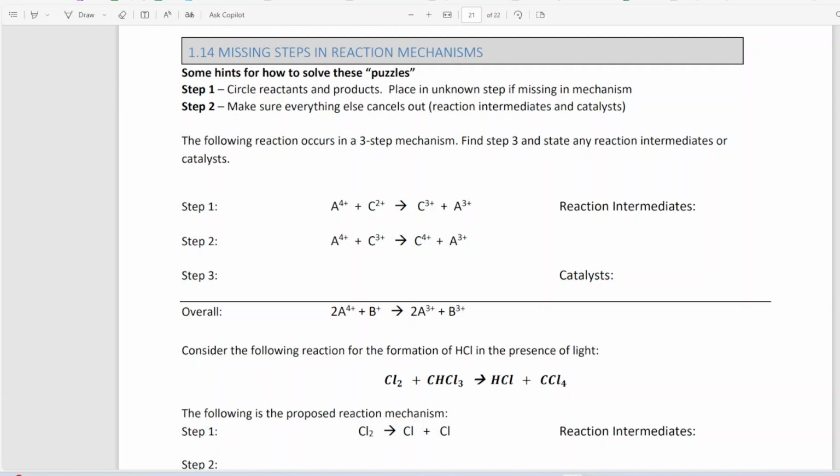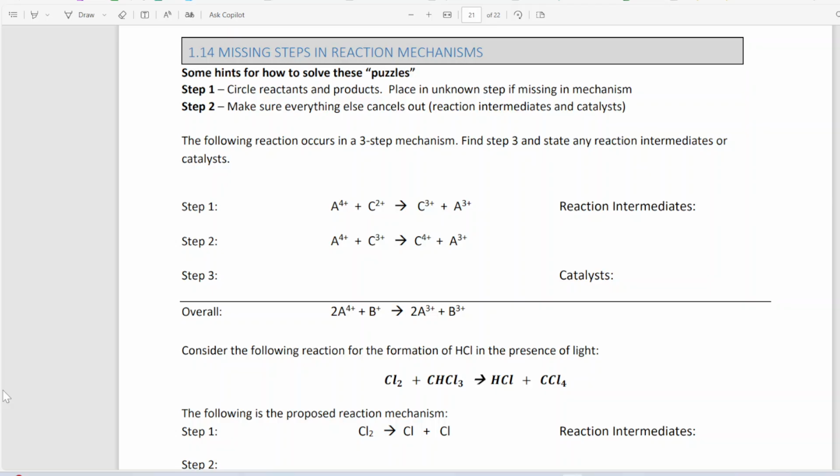Right, second last video of Unit 1. So now what we're going to do is look at reaction mechanisms that are missing steps. They will give you the overall reaction, they'll give you multiple steps or maybe only one step that is happening, and then you'll have to identify what the missing step would be.